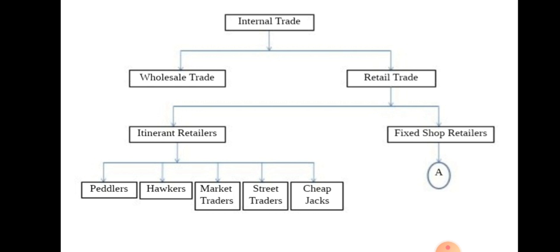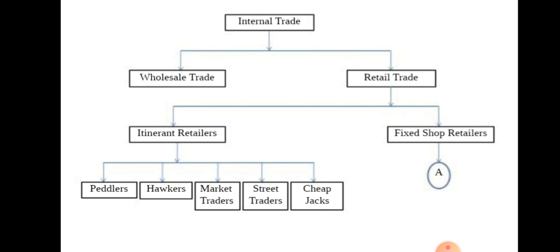Last one is cheap jacks. Cheap jacks, these type of retailers sell their goods in a small shop. Small shop means they will not have a very well maintained shop. They will make a stall type shop which will have a proper umbrella type cover and all, which they can move from one place to another also. They establish their stall where there are more customers. Usually they deal in household articles. Normally they are found at bus stand, railway station, busy roads, crossing, etc.